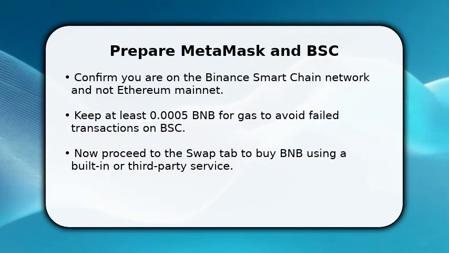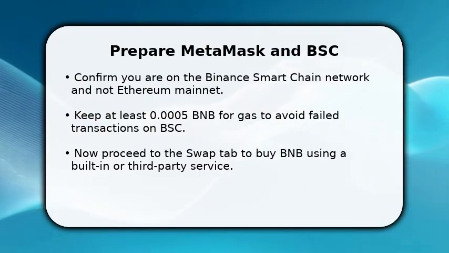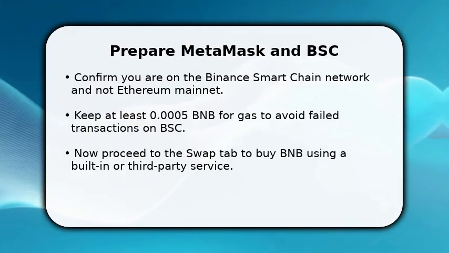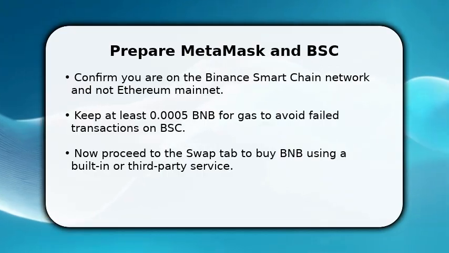Open your Metamask extension or app and unlock your existing wallet. Confirm you are on the Binance Smart Chain network and not Ethereum mainnet. If needed, add the network manually using chain ID 56 and BSC RPC URL. Fund your wallet by transferring a small BNB amount or using a linked card.